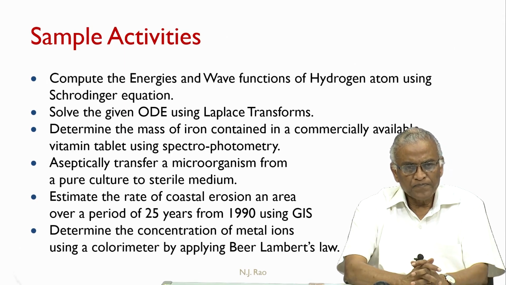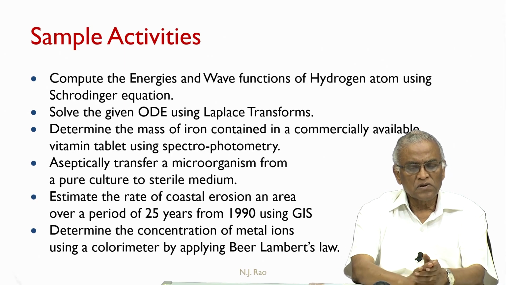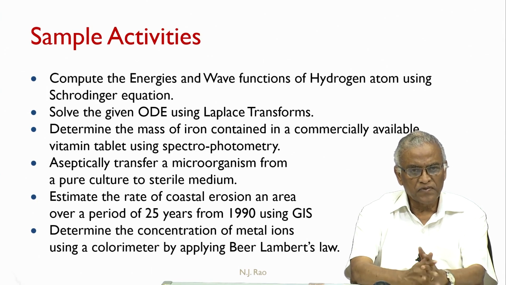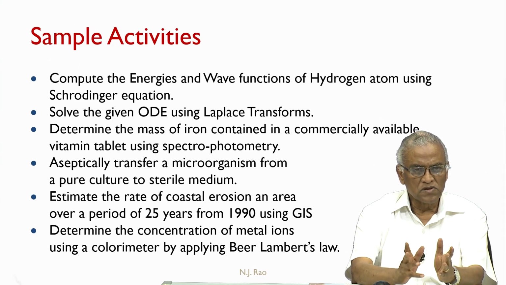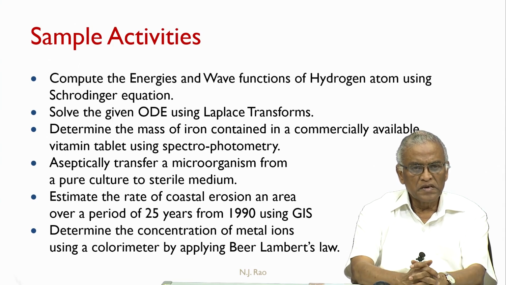Other examples: estimate the rate of coastal erosion in an area over a period of 25 years from 1990 using GIS. This will be an activity related to a course in geography. Determine the concentration of metal ions using a colorimeter by applying Beer-Lambert's law.